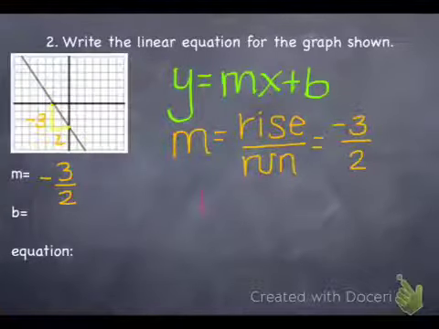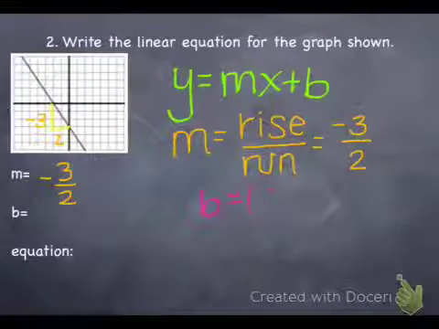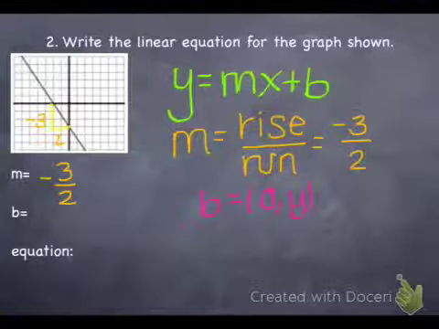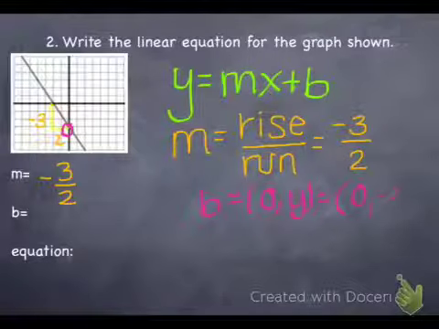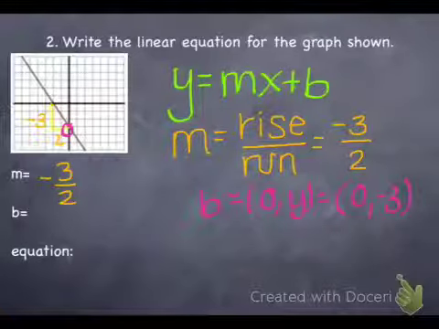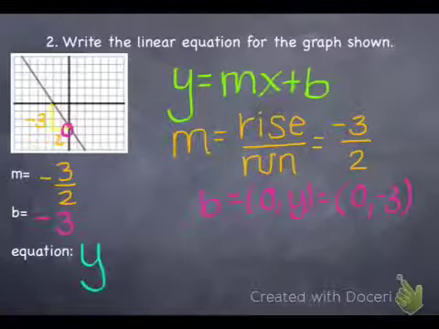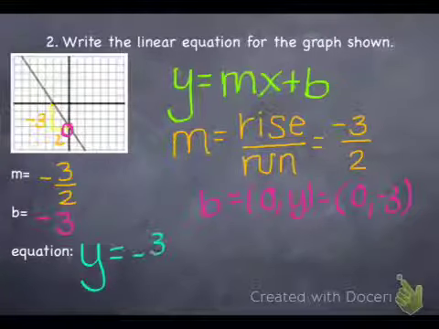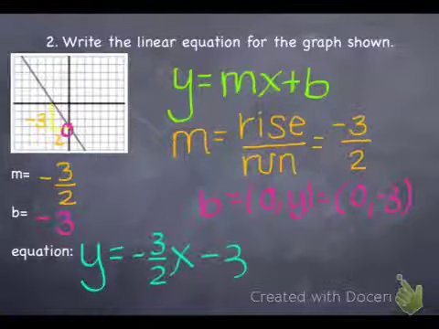And now for our b, it's going to be what is y when x is 0. And our point is 1, 2, 3. 0, comma, -3. So our formula is y equals -3 over 2 x minus 3.